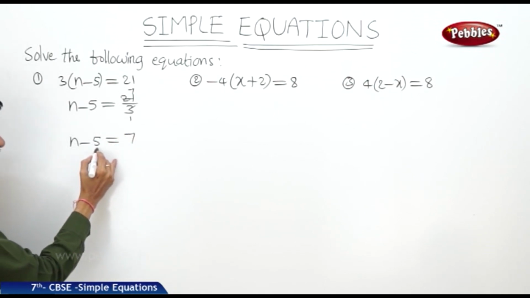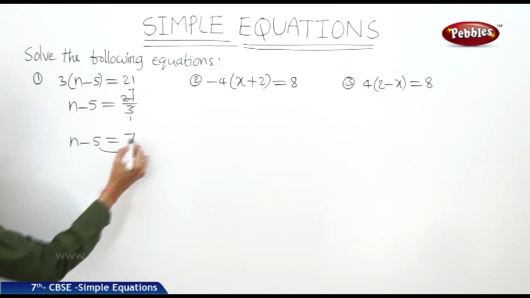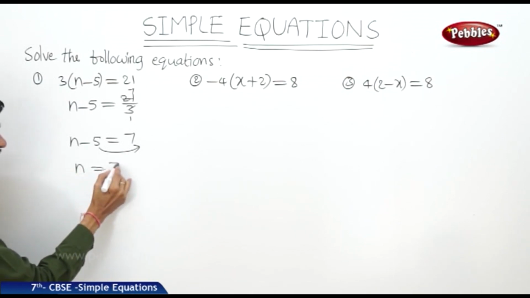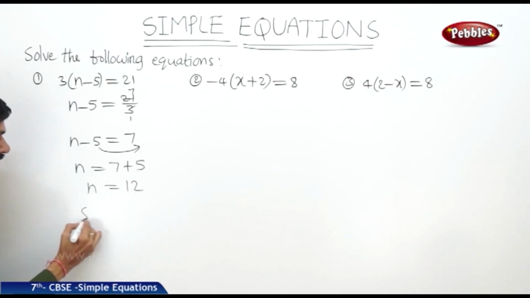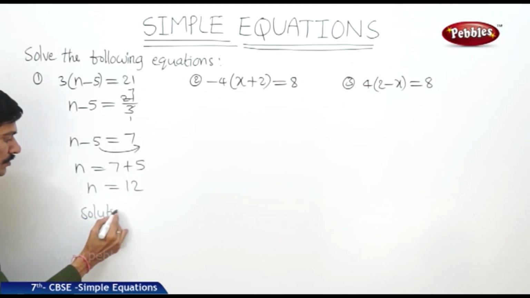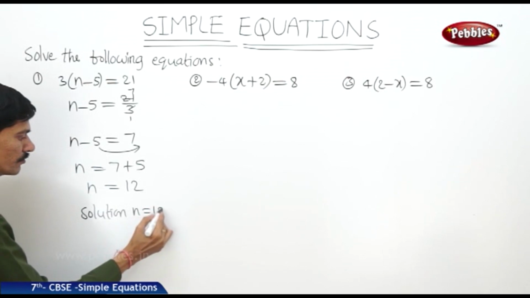And when you transpose minus 5 to the RHS, it becomes plus 5. So then n equals 7 plus 5. So n equals 12. So the solution of the equation is n equals 12.